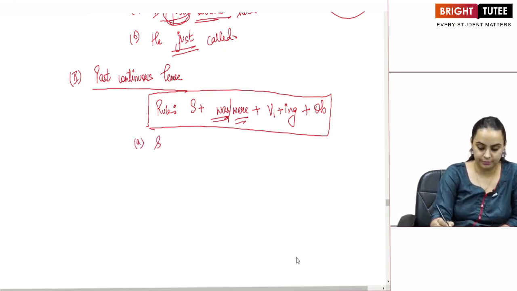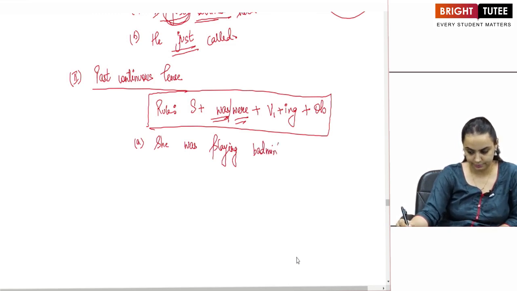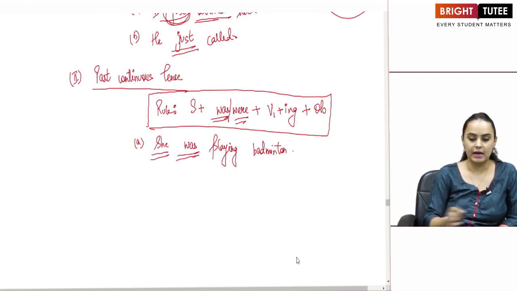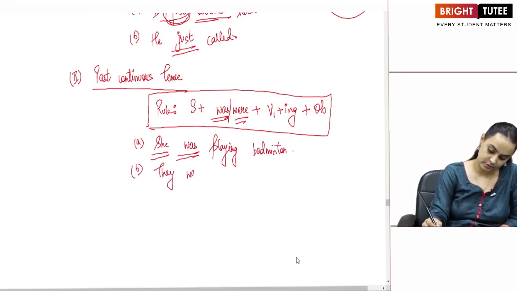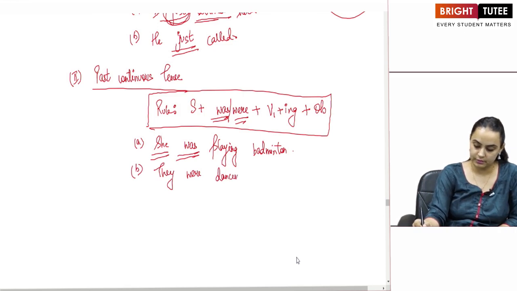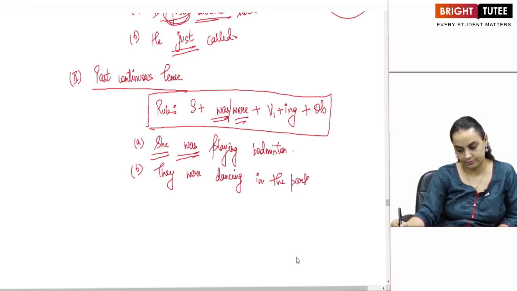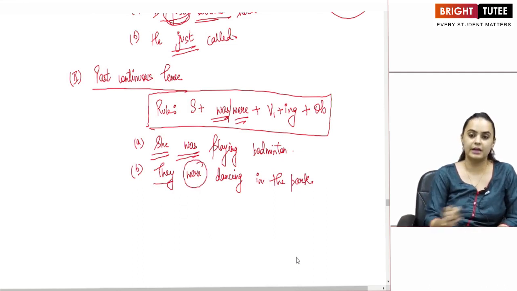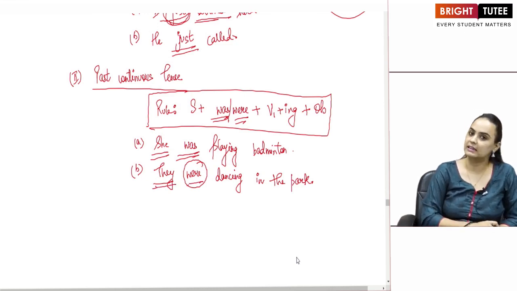For example, she was playing badminton. She is singular and that is why I used was with it. If I say they were dancing in the park. What is my subject? They. What is the helping verb that I use with they? Were. So they were dancing in the park.